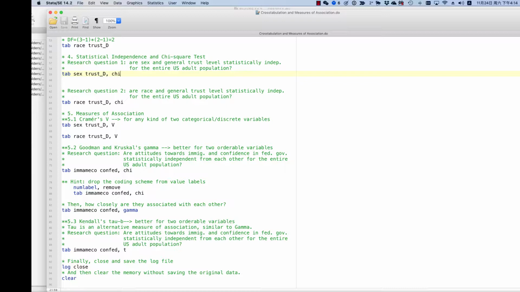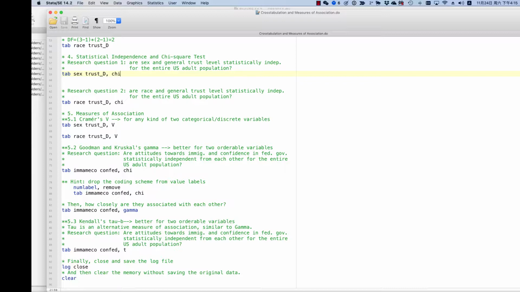The null hypothesis for this chi-square test is that two discrete variables are statistically independent from each other for the entire population. The research, or say alternative, hypothesis is that two discrete variables are not statistically independent from each other for the entire population. Most of the time, we want to reject the null hypothesis in favor of the alternative hypothesis so that we can continue our investigation to talk about measures of association between two variables.